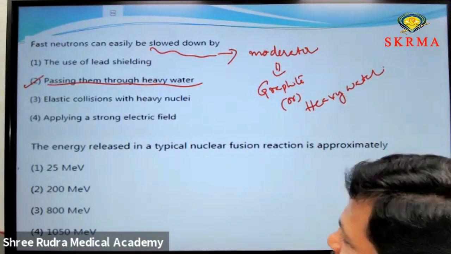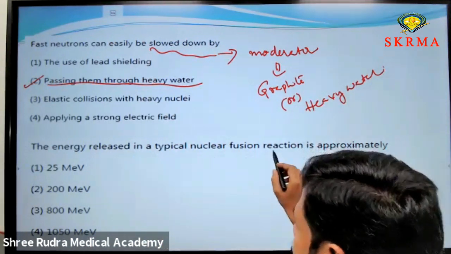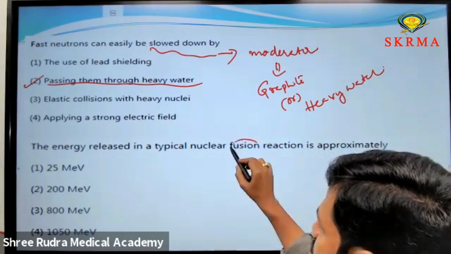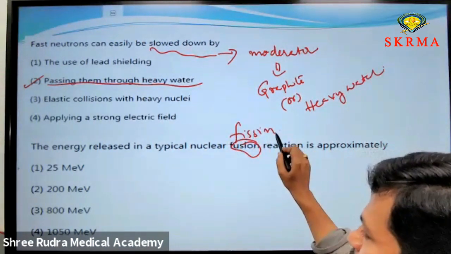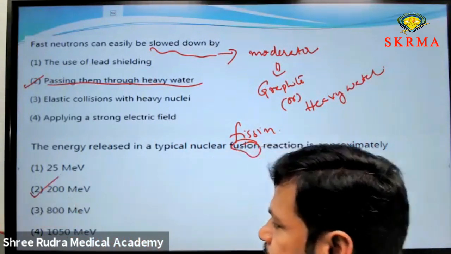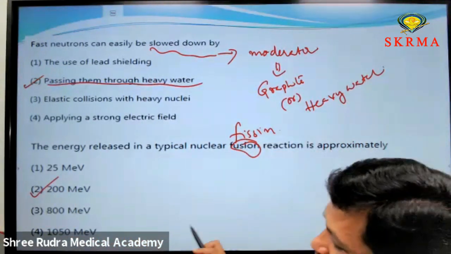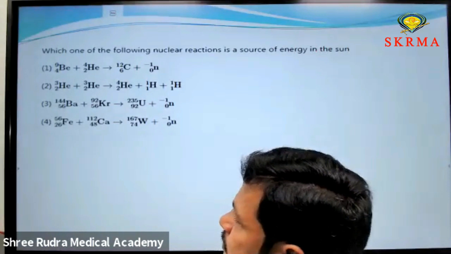The next question is the energy released in typical nuclear fission processes. This is not fusion, this is a fission process. In the fission process, the energy liberated is 200 MeV. Let's move to the next one.